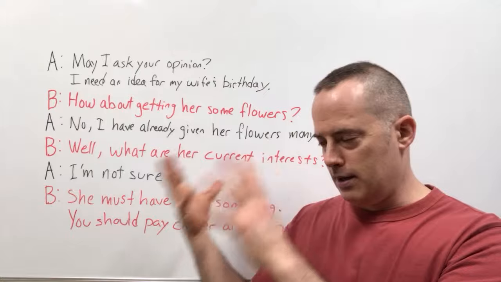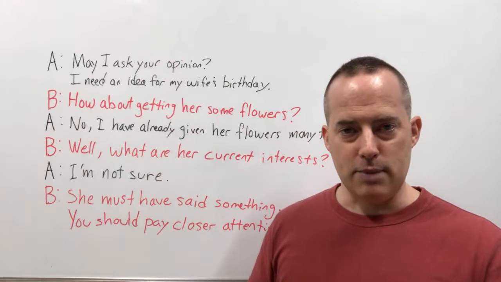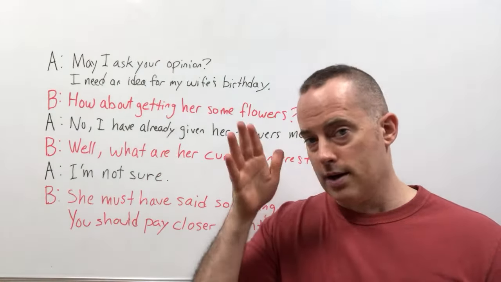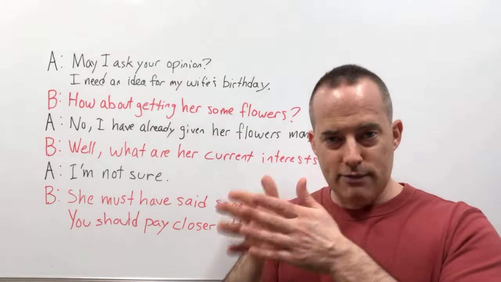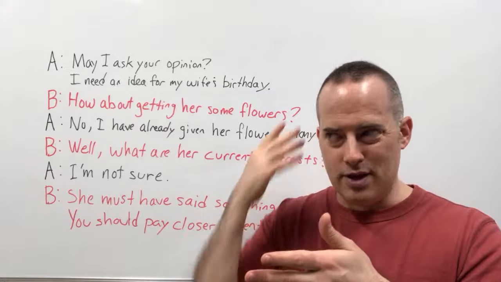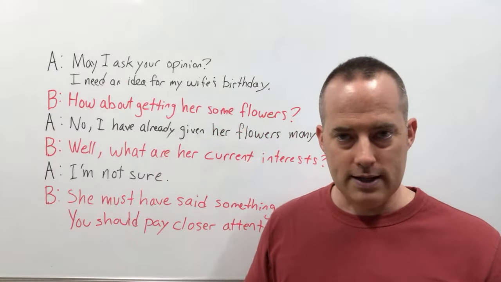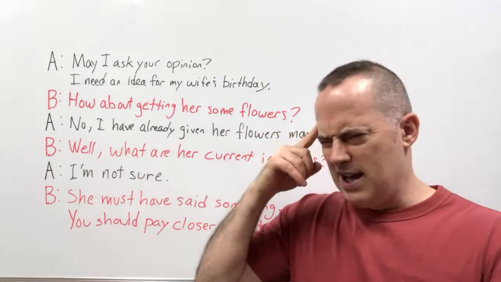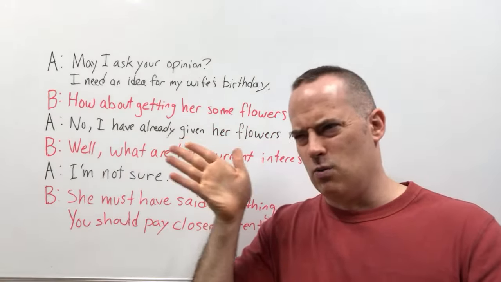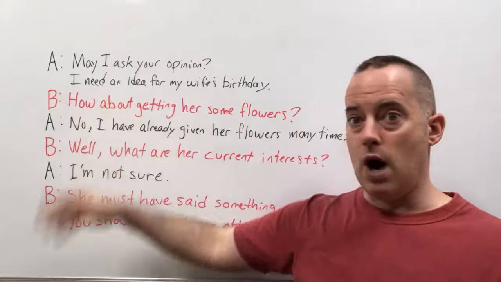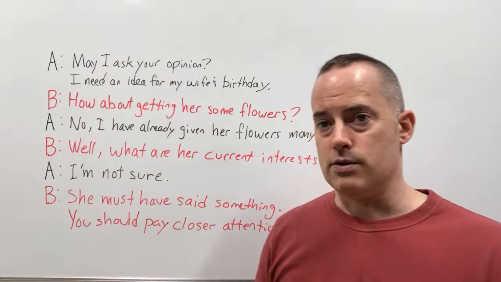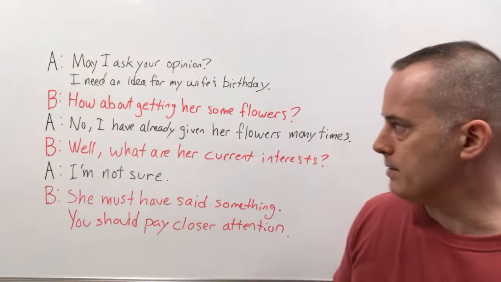I talk about this in Speak Like Me, this idea of moving like water, where if you have lots of ways of expressing yourself, you never get stuck with only one thing if you can't remember what that is. So there's always something else. I don't remember this way. Well, why don't I say it this way instead? So instead of how about, you can say, why not? Why not get her some flowers? Okay, hopefully that makes sense.